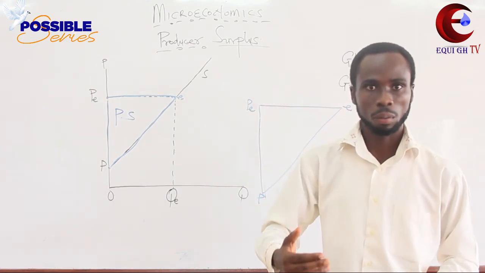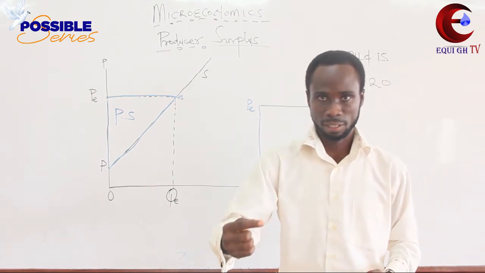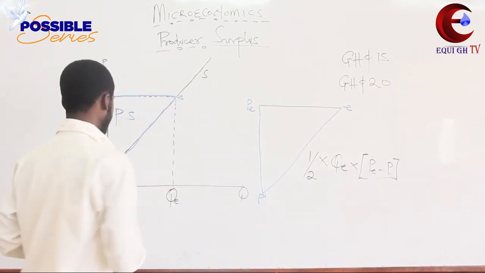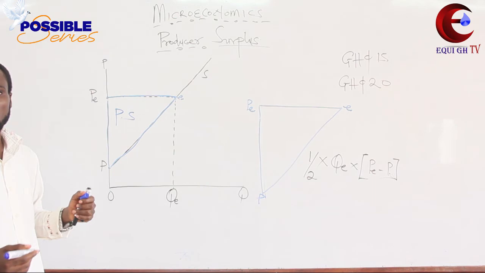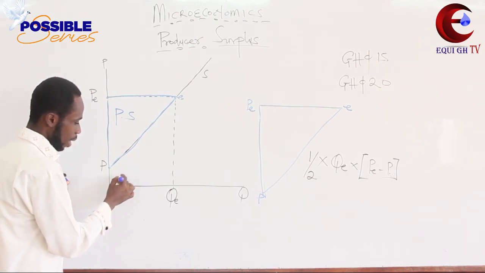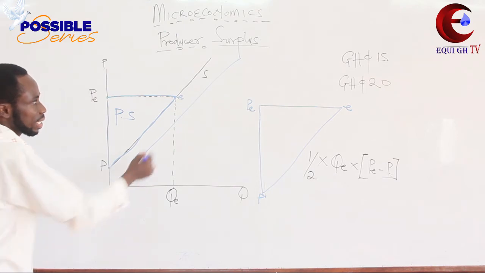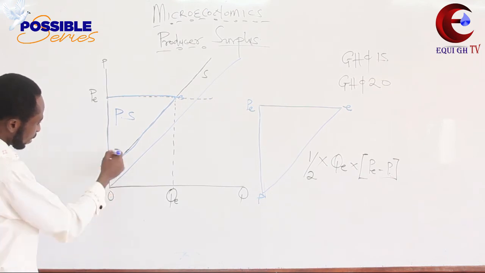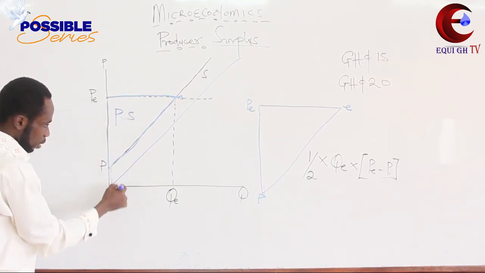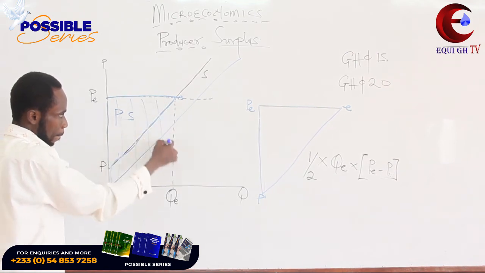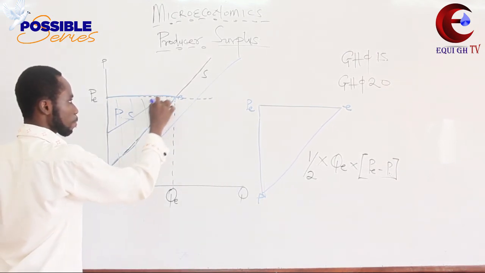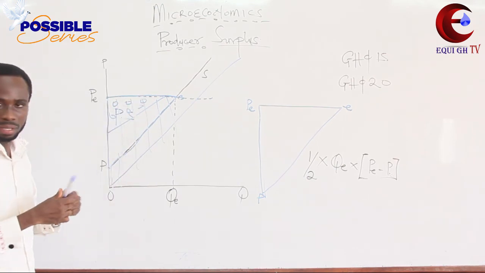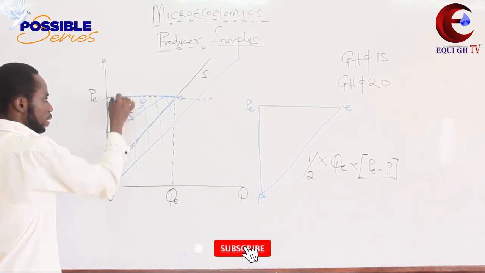Now I'm leaving you, but let me give you a gift, and the gift is the circumstance whereby there is a change in the supply curve. It could either be an increase or a decrease. When there is an increase, it means that the producer surplus will increase. It will extend to this portion. But when it decreases, it will become this portion. I hope it makes sense. It will be only this part.